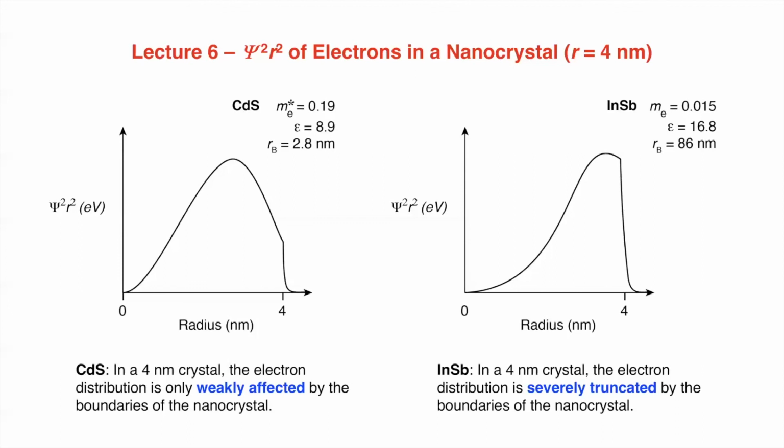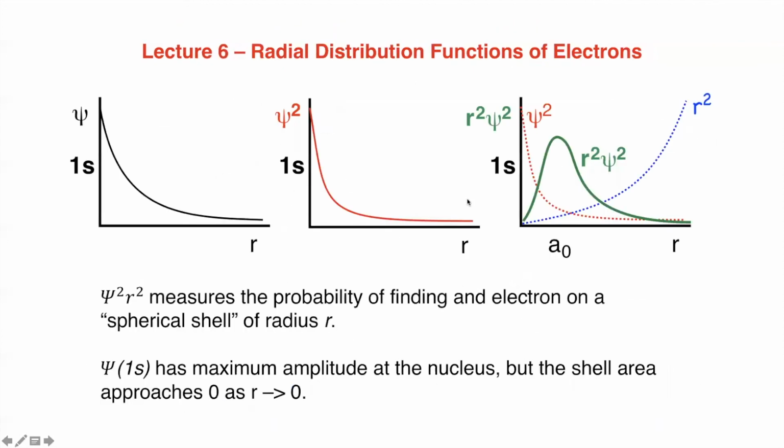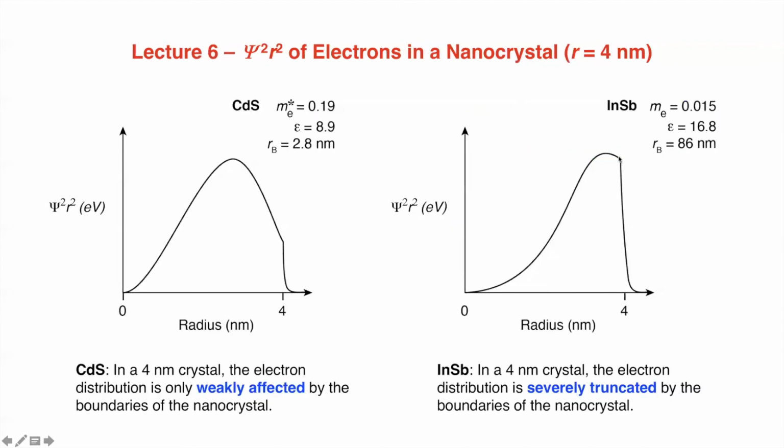All right. So now let's take a look at indium antimonide, and you can see that the distribution function goes up, and then right at 4 nanometers, it's very abruptly cut off. Okay, it doesn't have this nice smooth shape anymore. It gets cut off somewhere here when it runs into the edge of this hypothetical 4 nanometer crystal. So why are these two materials different? Well, it has to do with the dielectric constant and the effective masses of electrons in that semiconductor.